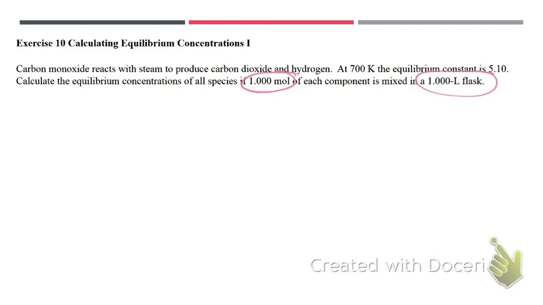Also, they gave us the K value. K, you might have lost it right there because it's on the end. It's 5.10.